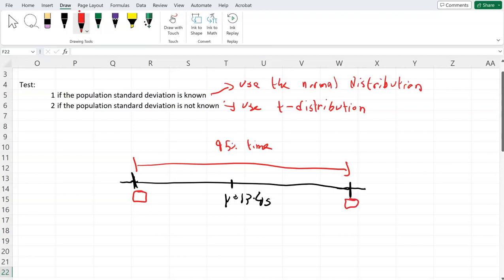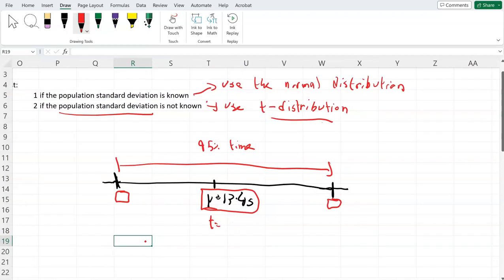Now, we don't know exactly what they are, but what we could do is convert this number into a z-value or a t-value. So we could convert this whole distribution into a t-distribution, because we don't know the population standard deviation, so we're using the t-distribution. And how do we do that? We convert the threshold values into our t-distribution.